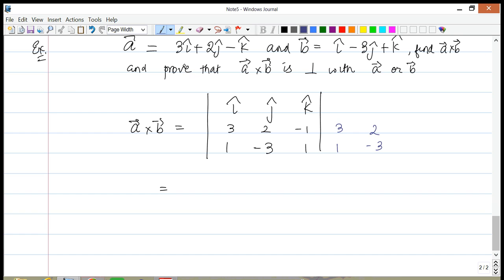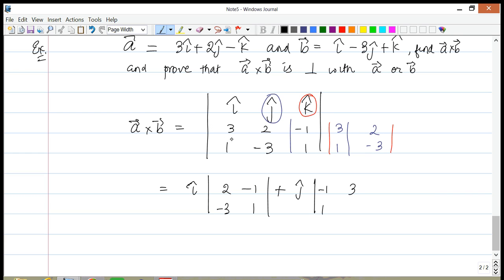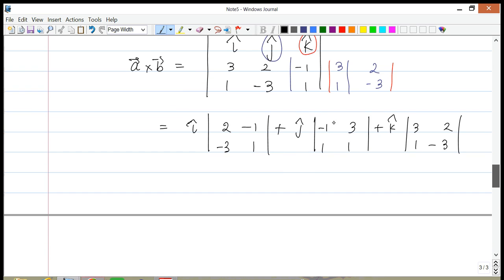So to find j hat, you would take this and you would do the determinant of the one diagonal with it, and then to find, say, the components of k hat, you would start with k hat and then find the determinant of the one inside the red brackets. So i hat times the determinant of 2, minus 1, minus 3, 1, plus j hat times minus 1, 3, 1, 1, plus k hat times 3, 2, 1, minus 3. This way I don't have to worry about signs and stuff like that.